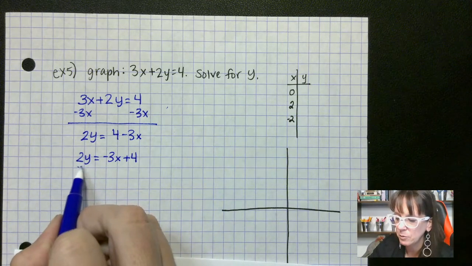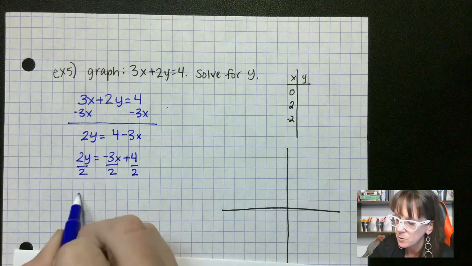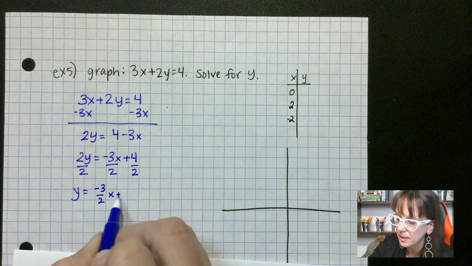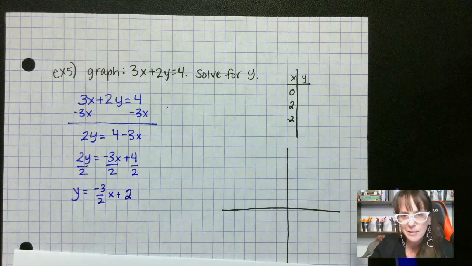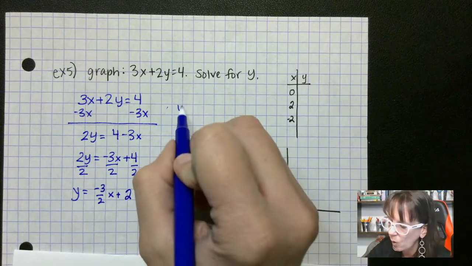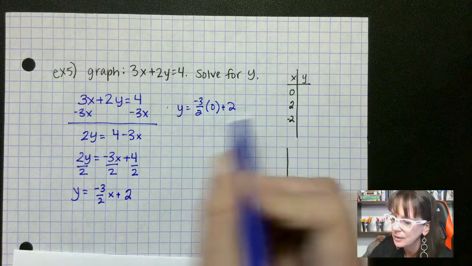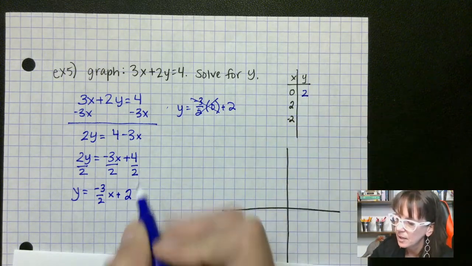Now, to get that y by itself, we're currently multiplying. The opposite of multiply is divide. So when we do that, we get y equals negative 3 over 2x plus 2. Now it's asking us to plug these different ones in there. 0 is fairly easy because if I do that, y equals negative 3 over 2 times 0 plus 2. 0 times anything is 0, so that goes away. So y equals 2.